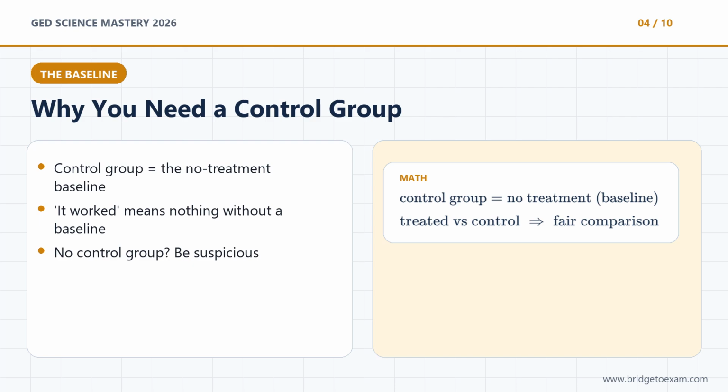There is one more essential piece, the control group. The control group is the group that gets no treatment, or the normal condition, and it exists to give you a baseline to compare against. Think about it. If you give a medicine to a group and they get better, that sounds great, but better compared to what? Without a group that got no medicine, you cannot tell if the medicine did anything, or if people would have improved anyway. The control group is the fair yardstick. If an experiment has no control group, be suspicious of any claim that it worked.